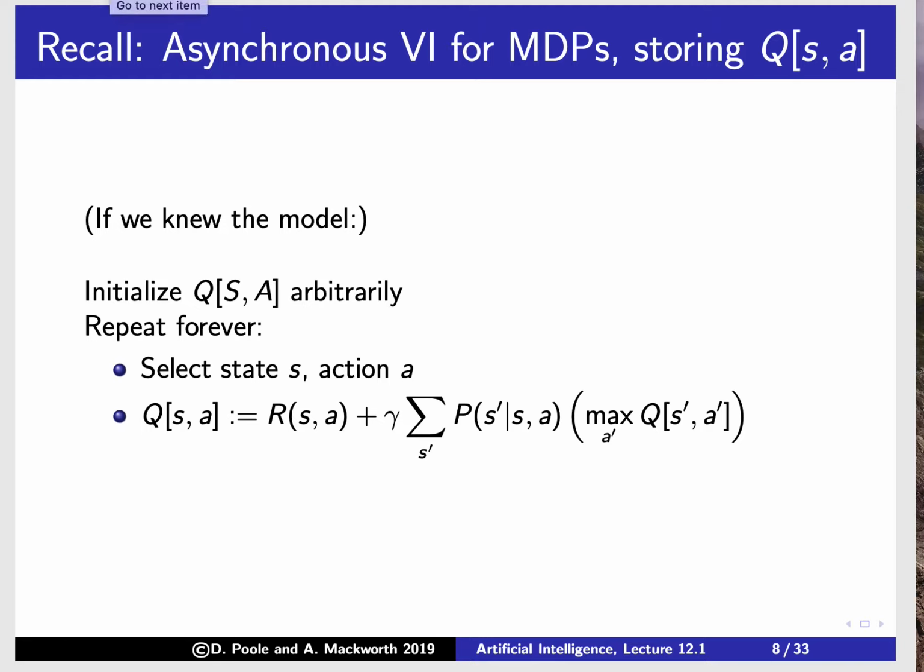Now let's look at, remember before from asynchronous value iteration for Markov decision processes, here's the algorithm when you store Q of S of A. We initialize Q of S of A arbitrarily, and you can repeat forever, selecting a state and an action and updating the Q of S of A based on the immediate reward, plus the maximum of the Q reward for the current state, but you do the expectation over all states. That's why the probability of S and A is there.